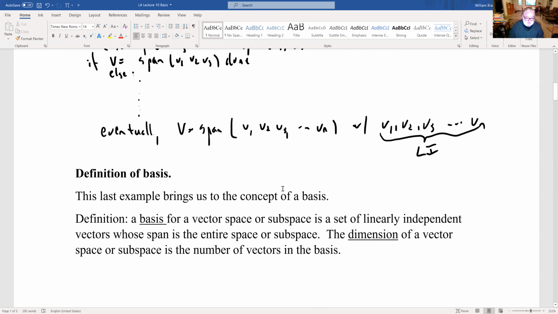So a basis for a vector space or a subspace is a set of linearly independent vectors whose span is the entire space or subspace. And so what we've seen here is that every finite dimensional vector space or subspace has a basis, and the dimension of a vector space or subspace is the number of vectors in the basis. That's the technical definition. That definition extends to infinite dimensions, and if you have an infinite dimensional basis, then the number of vectors is infinity.